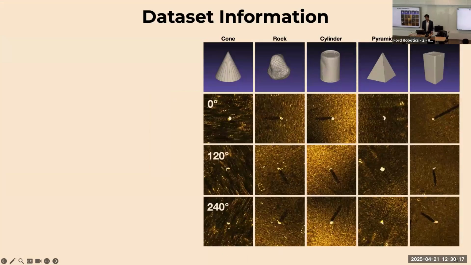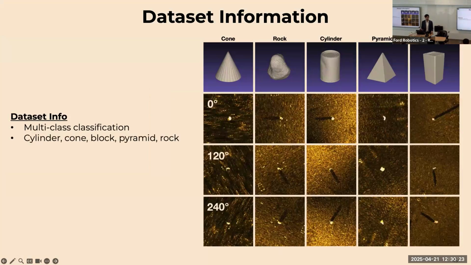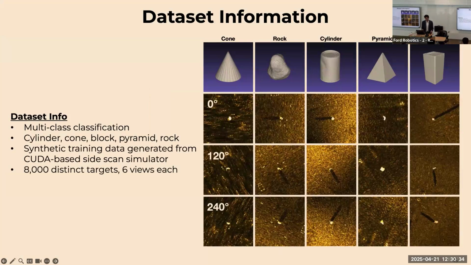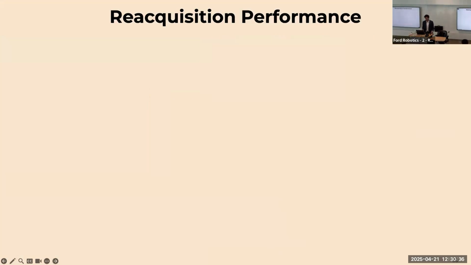So the perception task of interest is multi-class classification. And so we produce a variety of images from 5 particular classes, including cone, rock, cylinder, pyramid, and block. And we generate these using a CUDA-based side-scan sonar simulator. And so we produce 8,000 distinct targets with 6 views each.